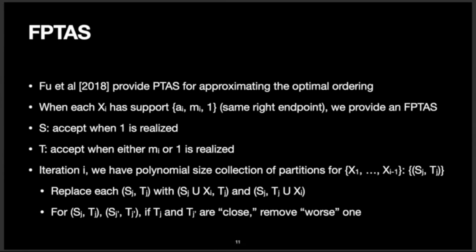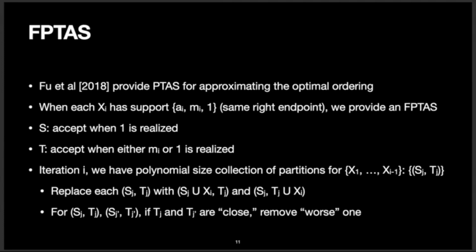And next we have an FPTAS. So as remarked before, there is a PTAS. And here we give an FPTAS for 3-point distributions with the same right point. Again, we use the notation from the previous slide. So S are the variables where 1 is realized, and T is the variables where either the middle point or the right point is realized.